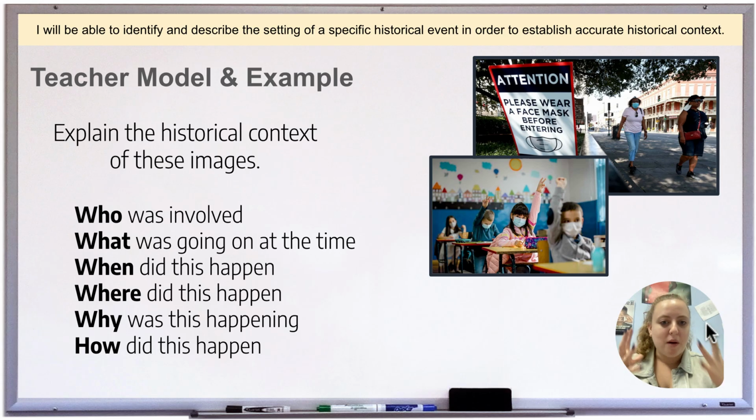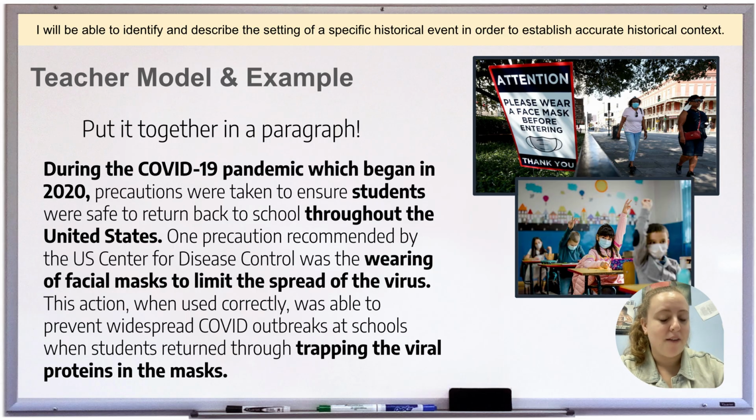Okay, so I brainstormed all of these things, but that's not really historical context, right? If I looked at my previous examples, it looks like a paragraph. So I need to put this together into a paragraph. So here's my paragraph, and you want to make sure that you copy this down into your notes and the annotations that we are about to make on it.